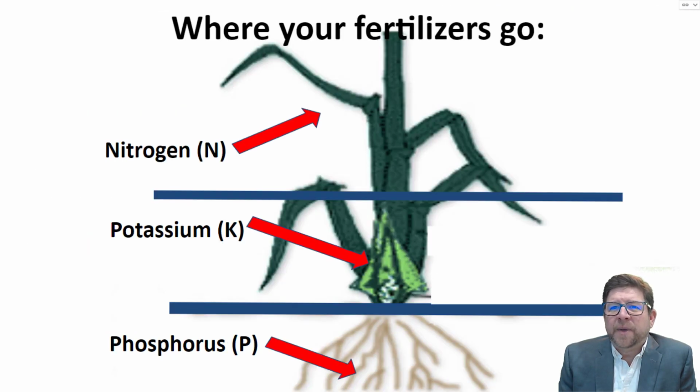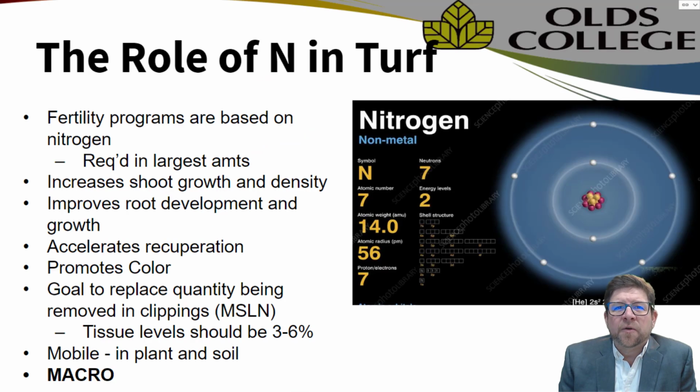Now, at the very basis of our conversation here, we know that nitrogen affects top growth, potassium affects crown, that's the growing points, and phosphorus affects root growth of our turfgrass plant. Now, the role of nitrogen in turfgrass is the most important. All our fertility programs are based upon the usage of nitrogen, so we look at that first.